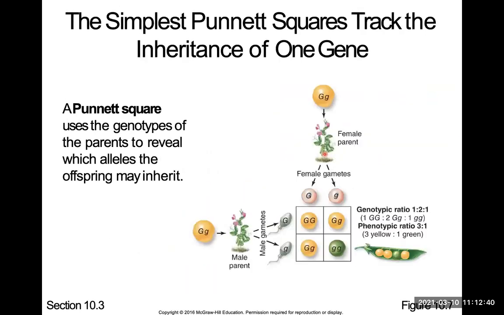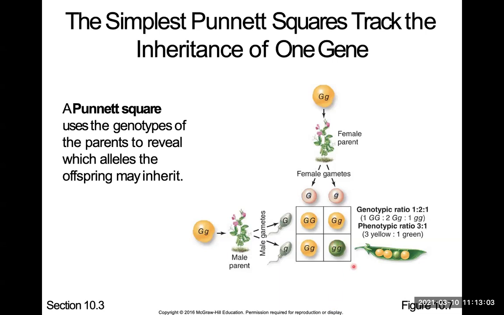Okay, I'm gonna probably spend another 10 minutes on here because this is very important. This is a Punnett square. It's going to use the genotypes, meaning the letters, the gametes of the parents to reveal what alleles the offspring might get. I need you to write this down. I say this every semester, but still students sometimes cannot make the connection.